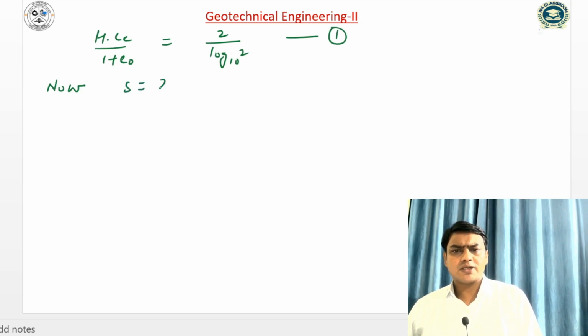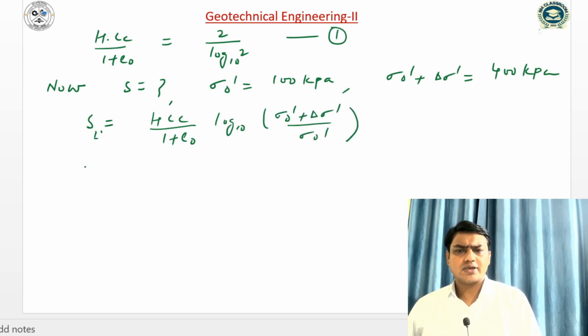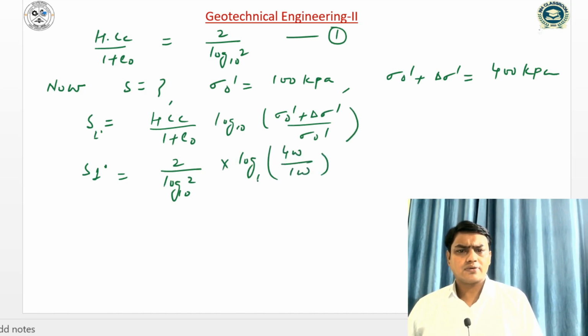Now what will be the settlement if sigma 0 dash is 100 kilopascal and sigma 0 dash plus delta sigma dash is equal to 400 kilopascal? So once again, settlement S1 is equal to H Cc divided by 1 plus e naught log 10 of sigma 0 dash plus delta sigma dash divided by sigma 0 dash. So S1 is equal to H Cc divided by 1 plus e naught, which is 2 divided by log 2 to the base 10, into log 10 of 400 divided by 100.